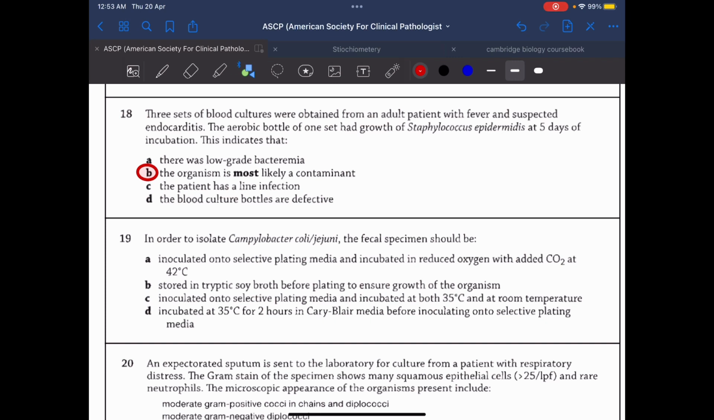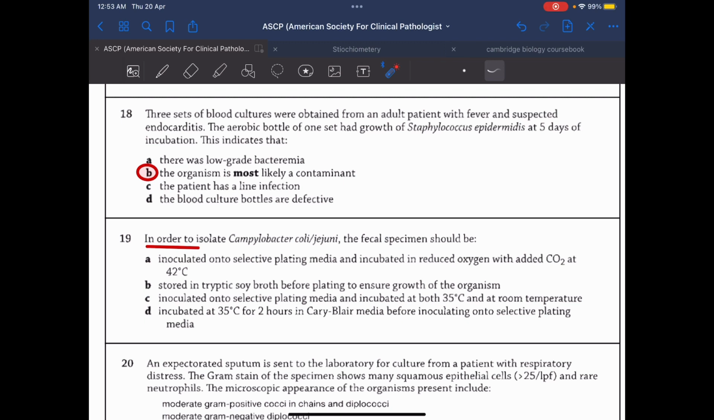Question number 19. In order to isolate Campylobacter coli and jejuni, the fecal specimen should be inoculated onto selective plating media and incubated in reduced oxygen with added carbon dioxide at 42 degrees centigrade; stored in trypticase soy broth before plating to ensure growth of the organism; inoculated onto selective plating media and incubated at both 35 degrees centigrade and at room temperature; or incubated at 35 degrees centigrade for 2 hours in Cary-Blair media before inoculating onto selective plating media.